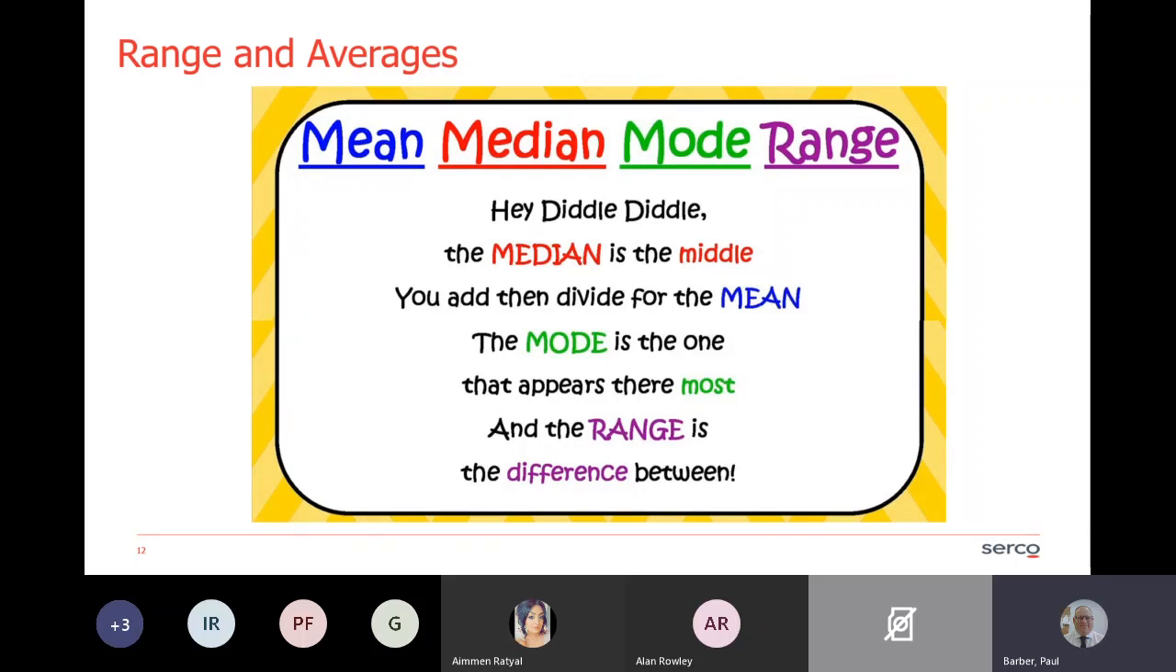Hey Diddle Diddle, the median is the middle one, you add and then divide the numbers for the mean, the mode's the one that's there the most, and the range is the difference between the highest and the lowest.